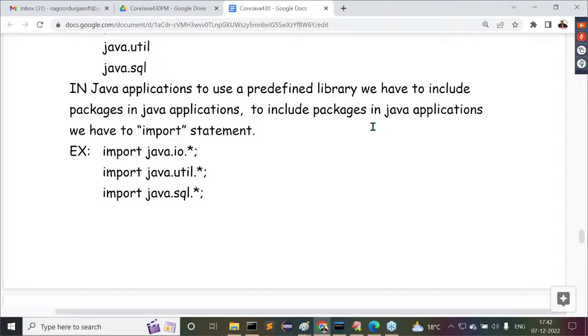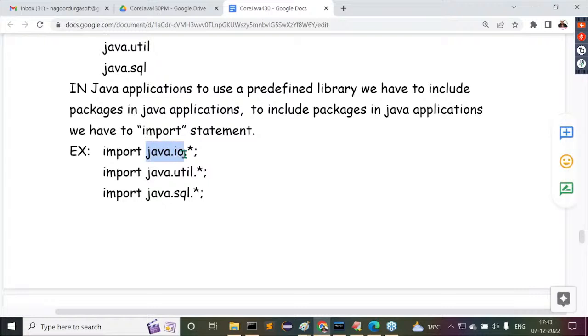In Java, a package is a collection of classes and interfaces. In Java, what is a package actually? A collection of classes and interfaces. Get my point or not? In Java, a package is what? A collection of classes and interfaces.